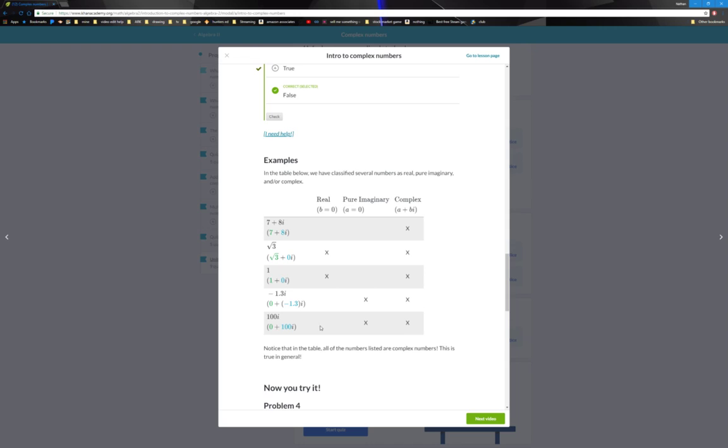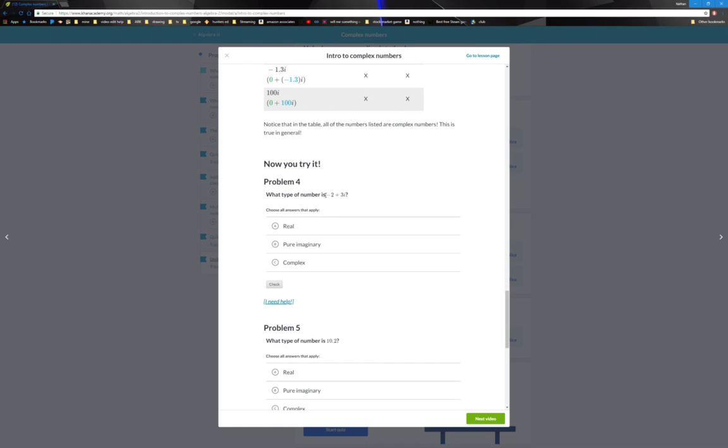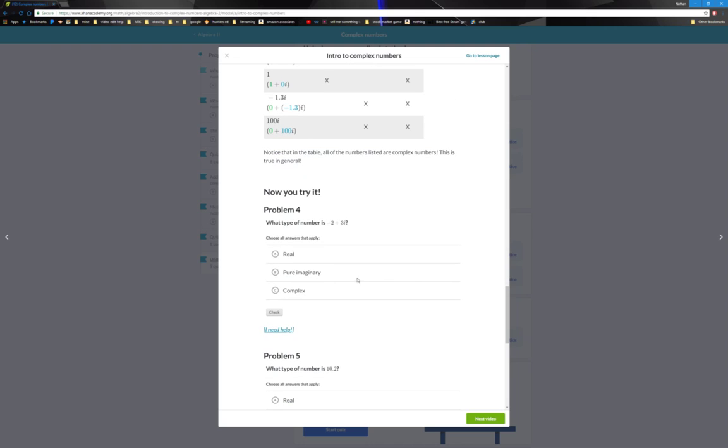And then it is also complex. What type of number is negative 2 plus 3i? Well, we can see up here that the ones that are real or pure imaginary are all one part, because the other part would equal 0. And we know that this has both parts, so we know that this is a complex number.